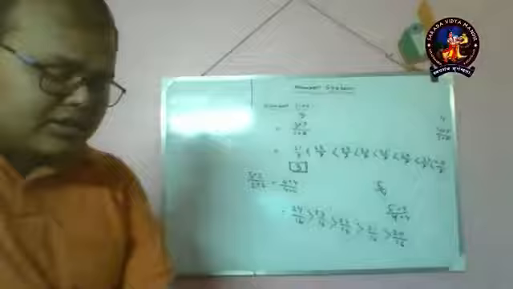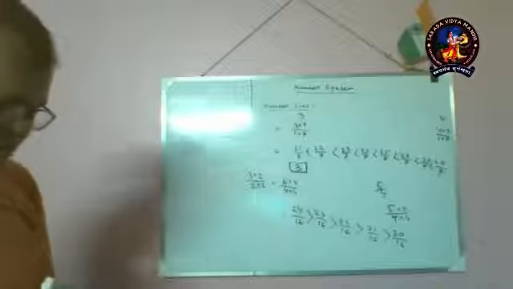Next question. Next, give 5 rational numbers between 3 by 5 and 4 by 5. This one you can do at home, same type.